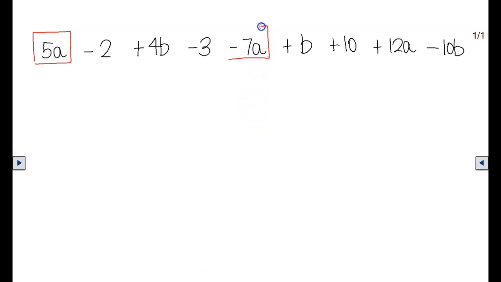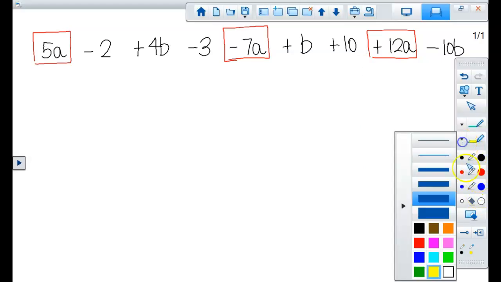So I'm going to put a red box around him. And I want you to notice that I'm not just getting 7a, I'm getting that negative sign that's in front of him because that belongs to him. I have a plus b, a plus 10, a plus 12a. There's another term that has a last name of a, so I'm going to put a red box around him as well, and then a minus 10b. So I have identified in my first trip through this problem 3 terms that have the same last name. They all have a last name of a. So I'm going to combine all of those 3 terms and make one term out of them.